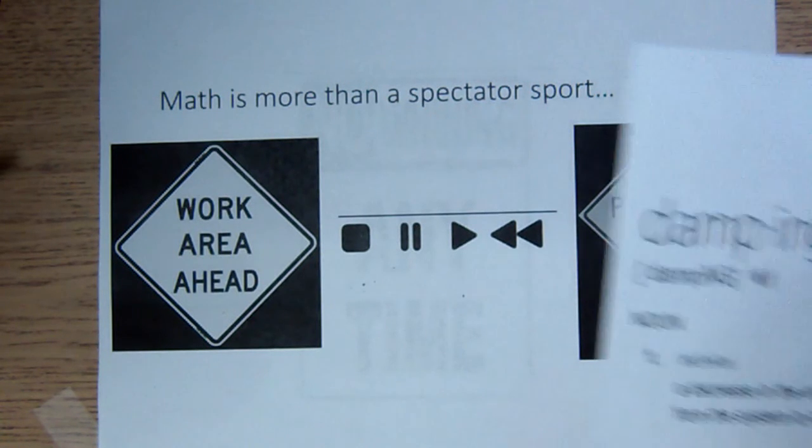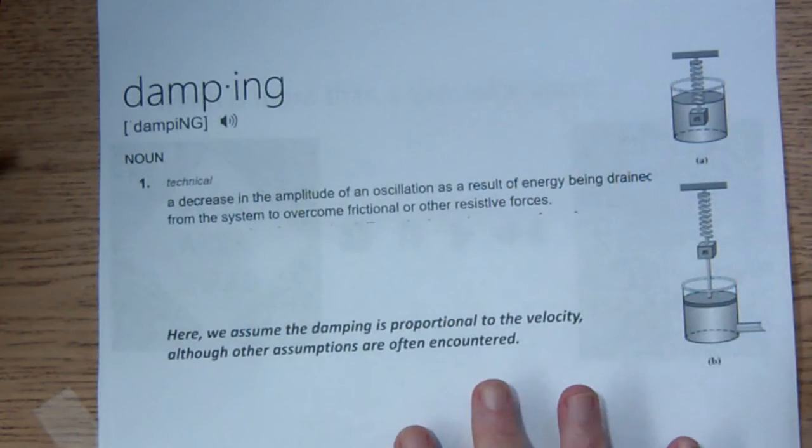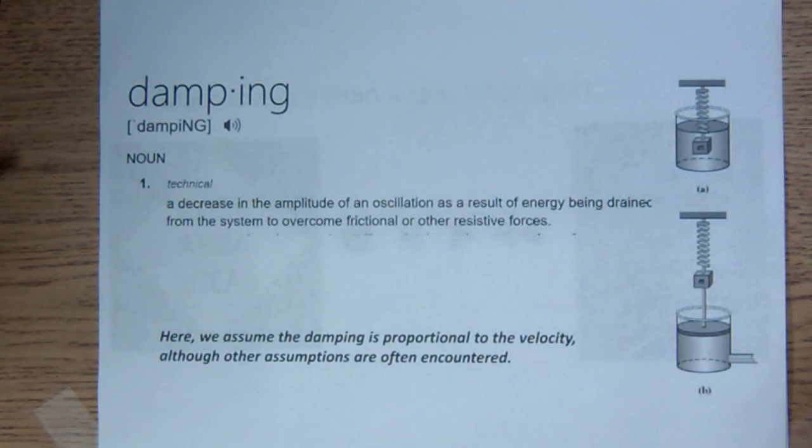Today we're going to introduce some additional complexity to the model, and we're going to talk about damping. Damping is defined to be a decrease in the amplitude of an oscillation as a result of energy being drained from the system to overcome frictional or other resistive forces.